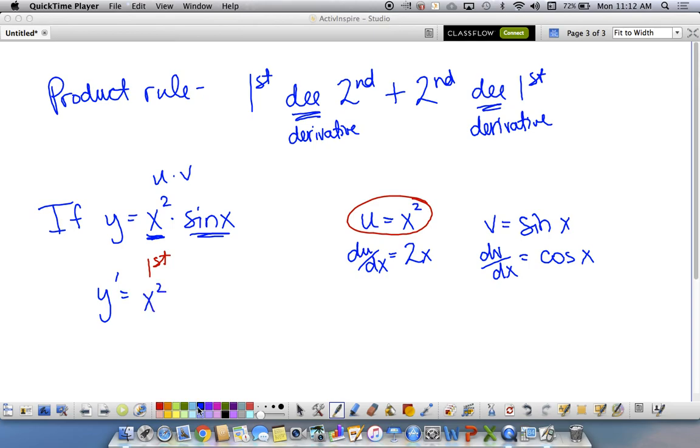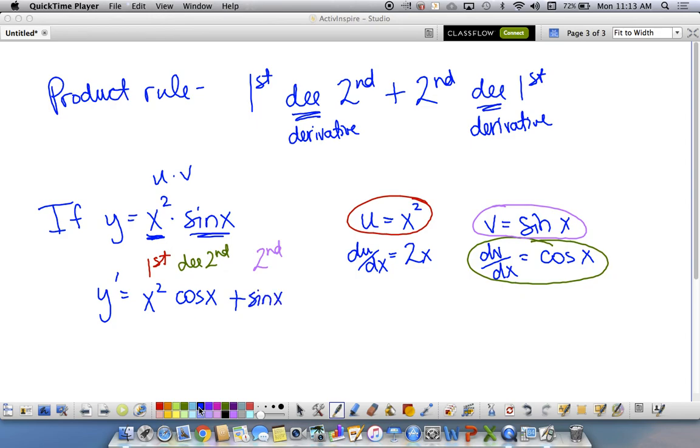Okay, then what is the derivative of the second function? So we're going to have our d second. What's the derivative of the second function? It's cosine x. And then we have a plus second. What's our second function? V, which is what? I just circled it, it is sine x.